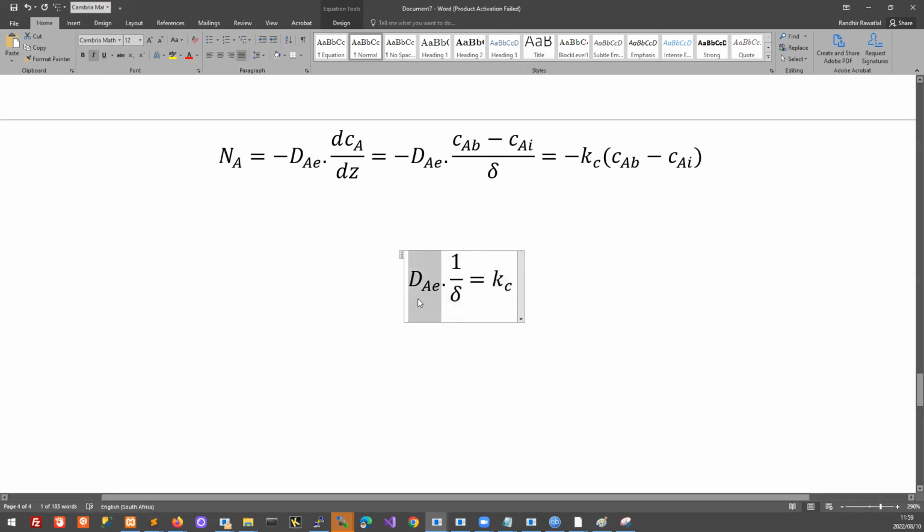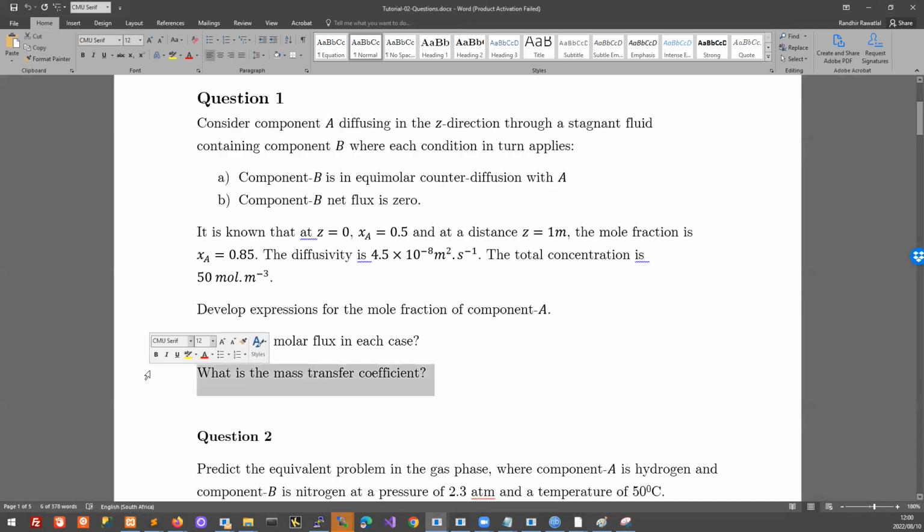We know DAB, we have the correlations to estimate DAB, and we've defined this delta. We know delta is a little bit complicated. That thickness changes as we change the mixing rate and all of that, but still we've at least defined it. So now we have a relationship. And if you look in the problem, I think problem 2 does ask us to do this anyway. Yes, in problem 2, we are asking about the mass transfer coefficient.